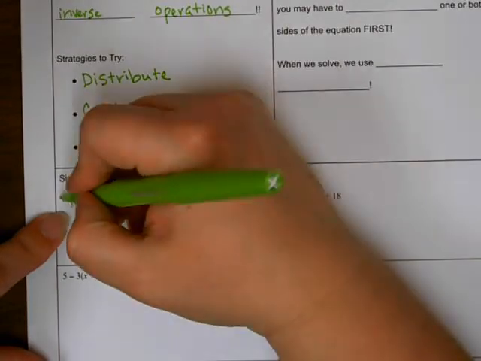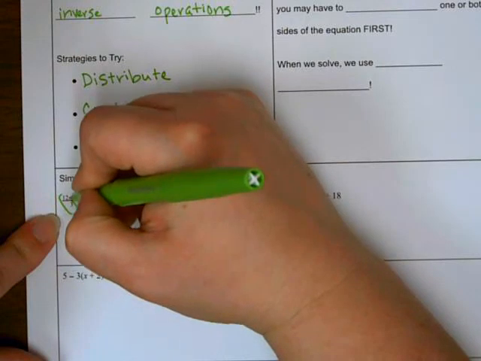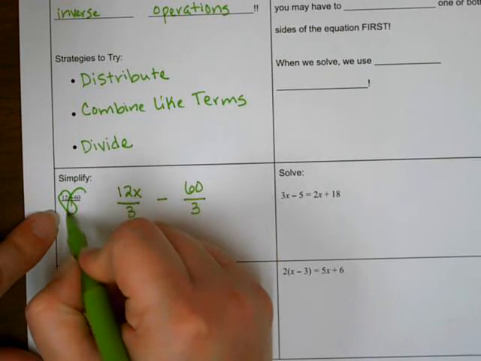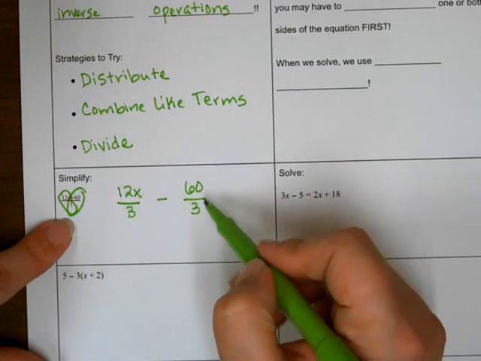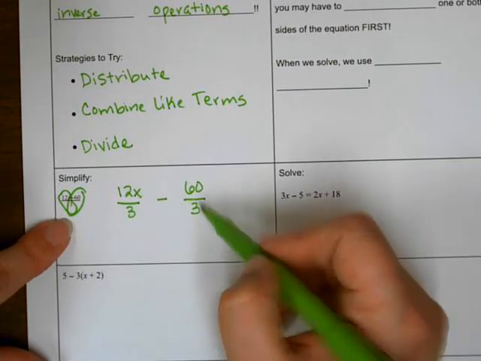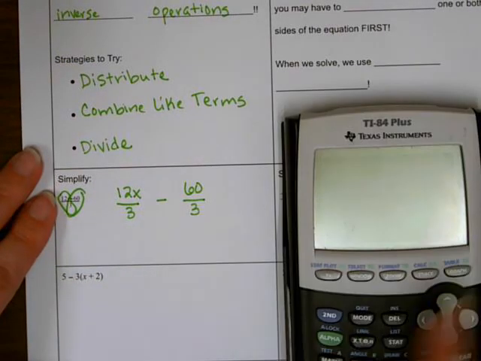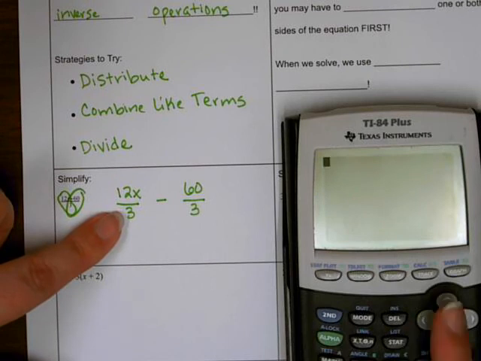of them. Really what we're doing is we're taking the 12x over 3, that's what we wrote right here, and then we're doing minus 60 over 3. That's what we're doing right here. Now we need to actually try to simplify this. That's where the dividing part actually comes in. All we did at first was split the fractions.